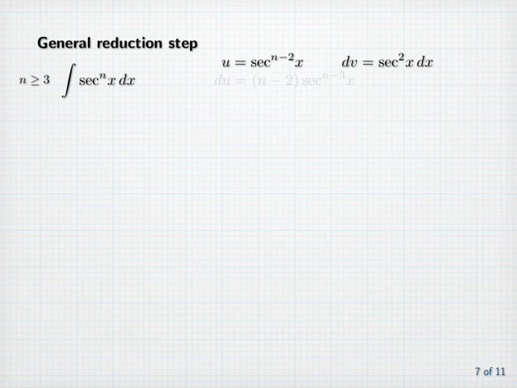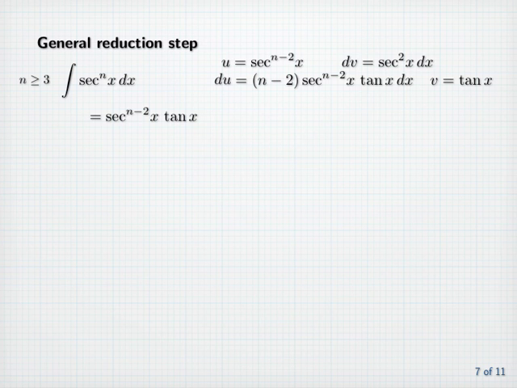Now we compute du, and we get n minus 2 times the n minus 3 power of secant x times secant x times tangent x dx by the chain rule. Now let's combine those two secant factors into the n minus 2 power of secant x. Now we integrate secant squared x dx to get v equal to tangent x. So now we write u times v, the n minus 2 power of secant x times tangent x, minus the integral of v du, which is minus n minus 2 times the integral of the n minus 2 power of secant x times tangent squared x dx.